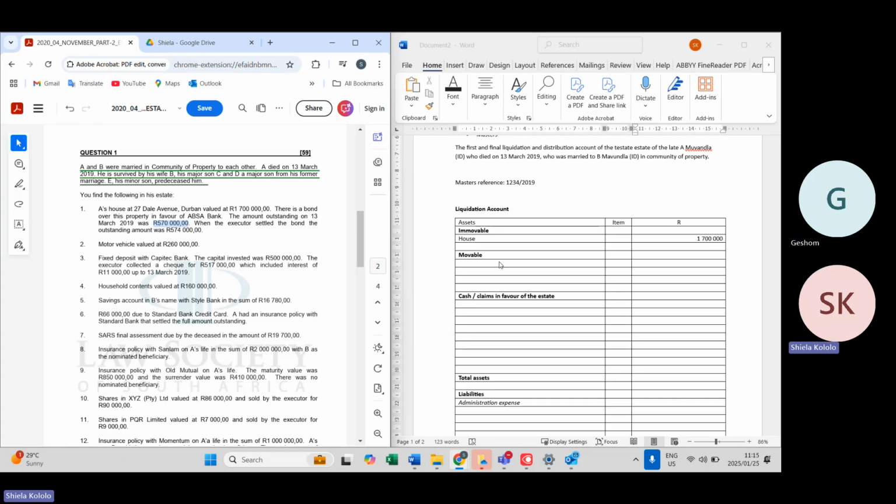Okay. So then now we move on. So you see number 2, it says a motor vehicle valued at 260. So we know a motor vehicle is a movable property. So you're going to take your motor vehicle and put it here. Motor vehicle, and it's 260. That's an easy one. And then we move on to item 3.